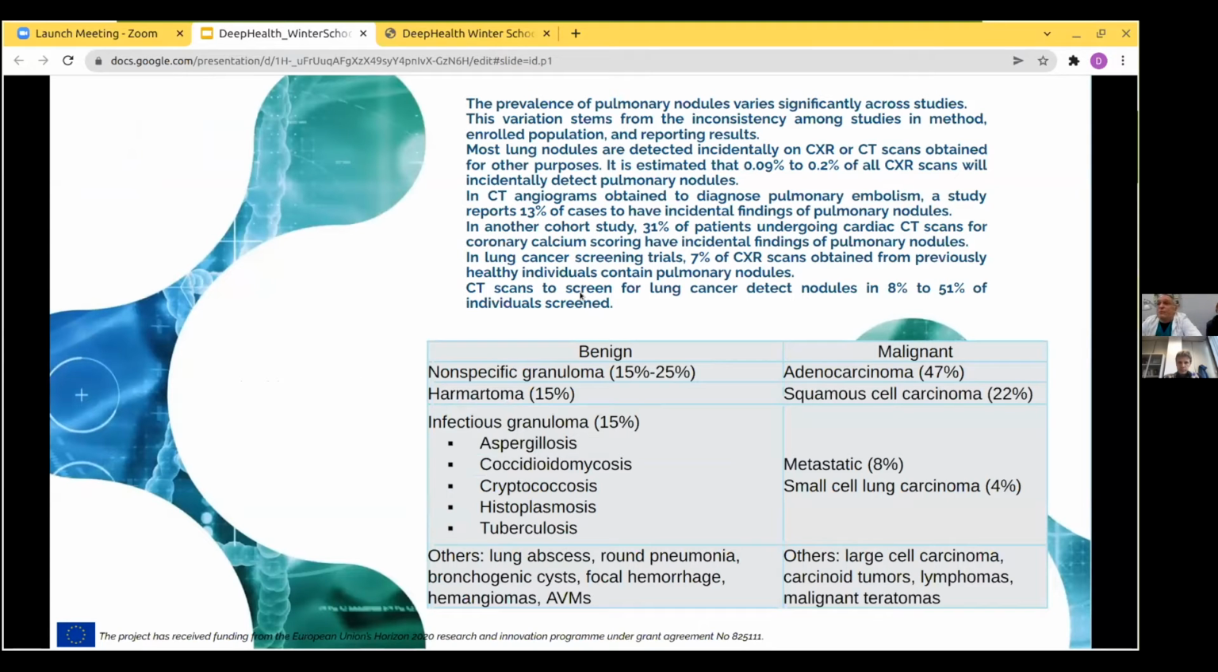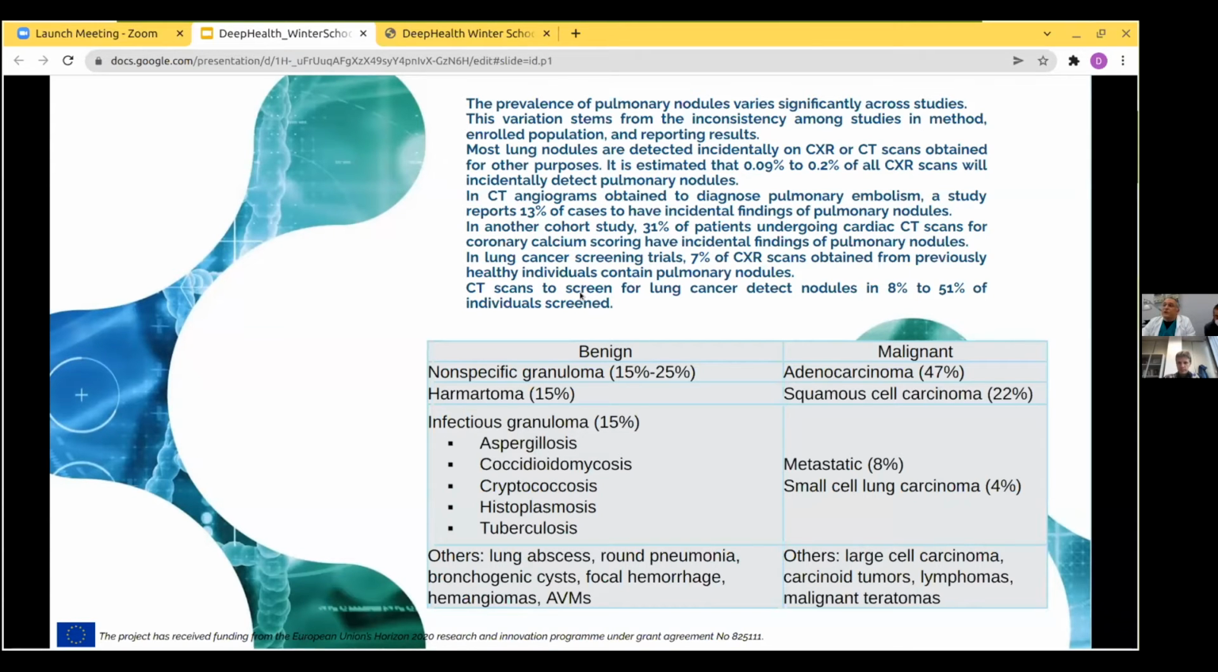The prevalence of pulmonary nodules changes significantly across the studies. This variation stems from the inconsistency among studies in the populations and reporting results. Most lung nodules are detected incidentally, on CXR, chest radiography, or CT scans obtained for other purposes. It is estimated that a few CXR scans will incidentally detect pulmonary nodules.